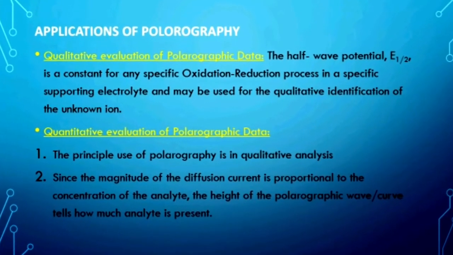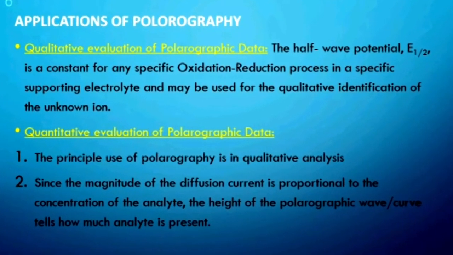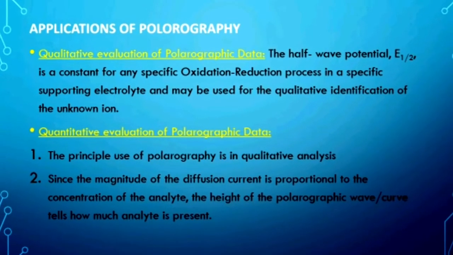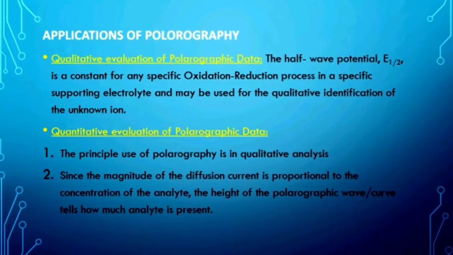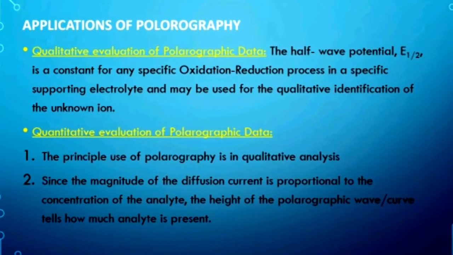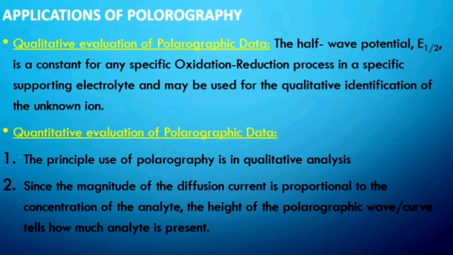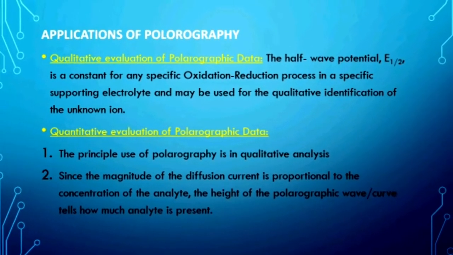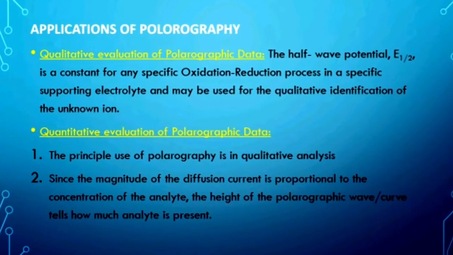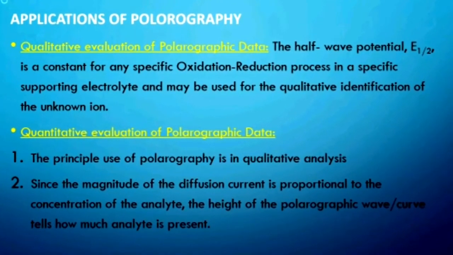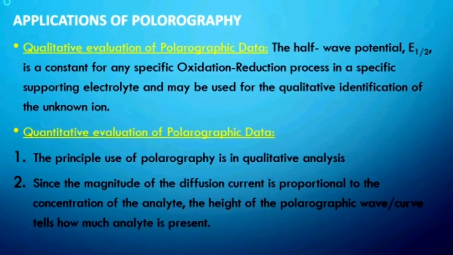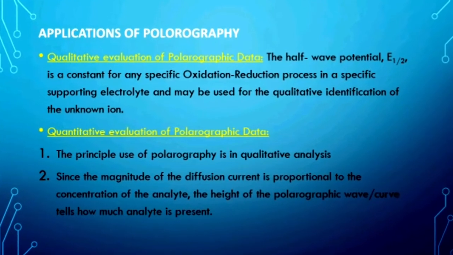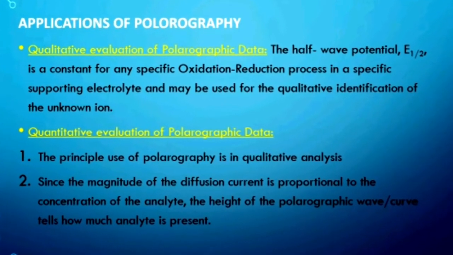Now, how can you identify the ions present in the analyte using polarography is the point here. I already told you that each ion will have a characteristic half wave potential. So when you come to a conclusion, you can say that the half wave potentials for separate ions in a solution can tell you what type of ion is present in the analyte. Thus, polarography is one of the easiest methods of qualitative evaluation.